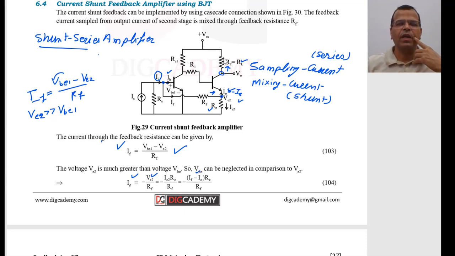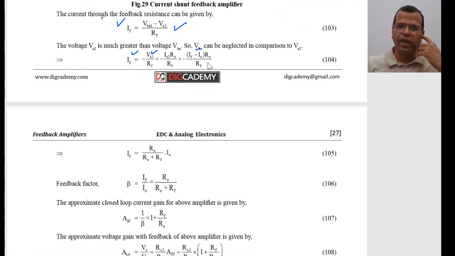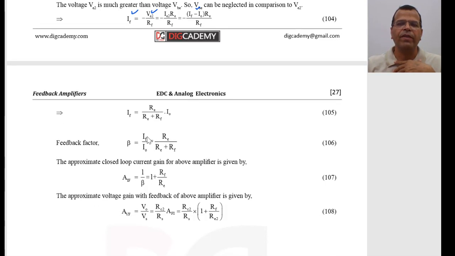That is feedback current. So what we will be doing, we will try to find out the feedback factor. Here I get current IF in terms of I0. So feedback factor is the feedback current by output current. Why? Because we have current sampling and current mixing. So feedback factor is the feedback current divided by I0. So that is RE by RF. So this is feedback factor of the circuit.